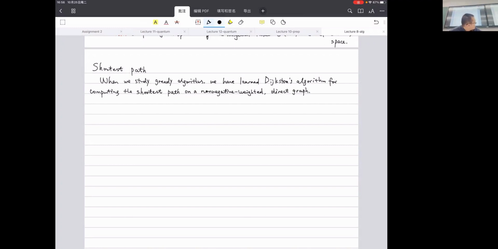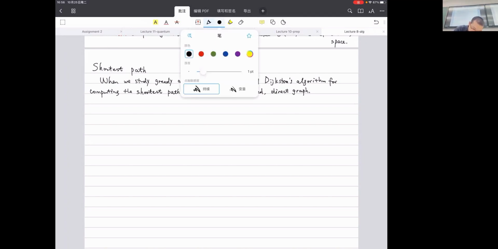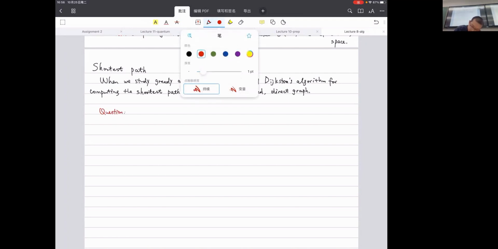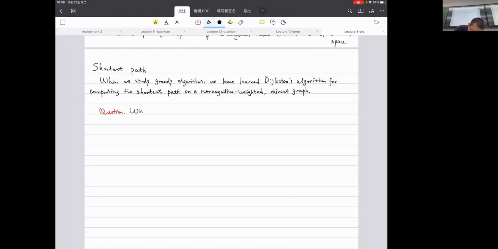Directedness is basically an intrinsic nature of the graph. But when we think about the shortest path problem, maybe we want to think about whether we can relax this non-negative weight assumption. What if there are some edges that actually have negative weight? This is definitely a scenario we want to be careful about. So the question we are going to ask here is: what if some edges have negative weights?